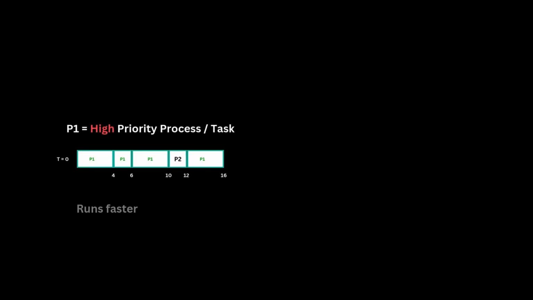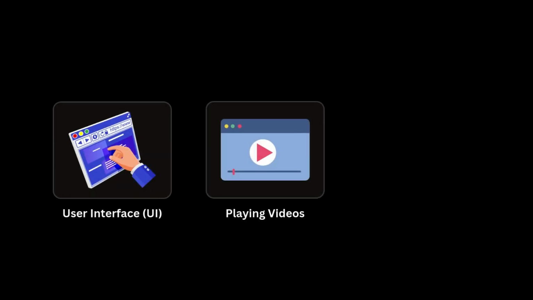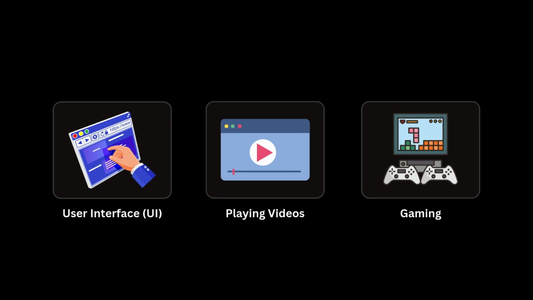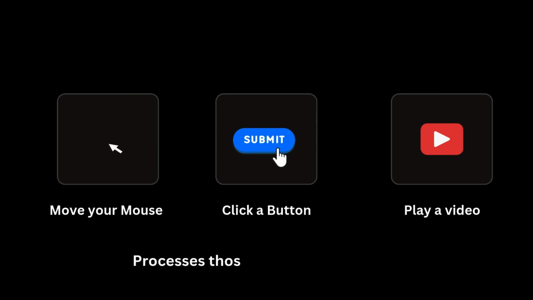High-priority tasks seem to run faster because they get more CPU time, while lower-priority tasks receive less, making them run more slowly. In Linux, task prioritization is key to ensuring time-sensitive tasks like interacting with the user interface, playing videos, or gaming run smoothly without any delays. These tasks need to happen immediately to provide a seamless experience. For example, when you move your mouse, click a button, or play a video, the system processes those actions in real time. To manage this, Linux uses different priority levels for normal tasks and real-time tasks.